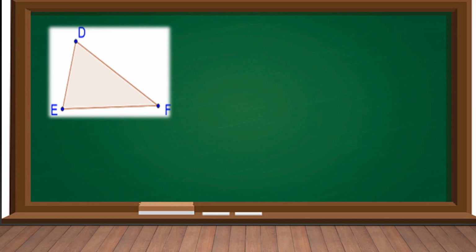We will consider the triangle in the figure. We have triangle DEF. Again, the triangle in the figure is triangle DEF. In order for us to identify clearly the parts of a triangle in terms of their relative positions, I want you to observe closely each part of the triangle that we will be mentioning.